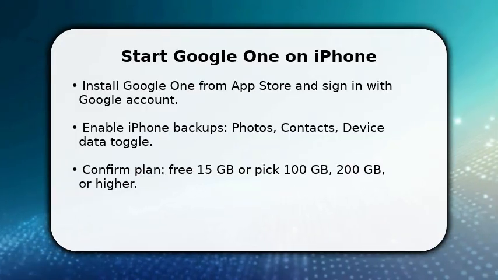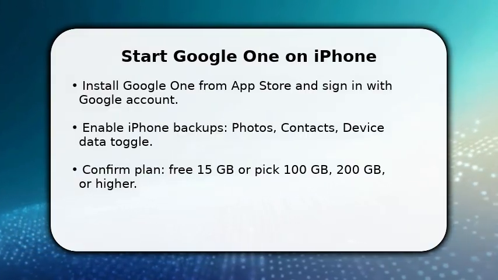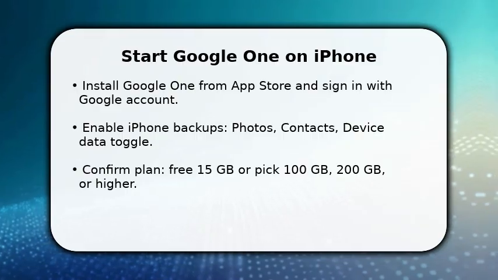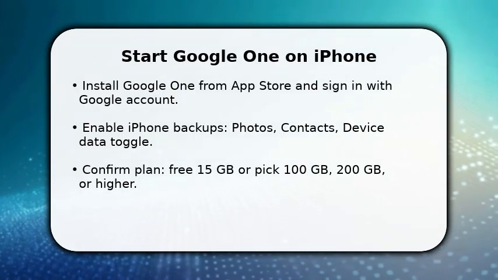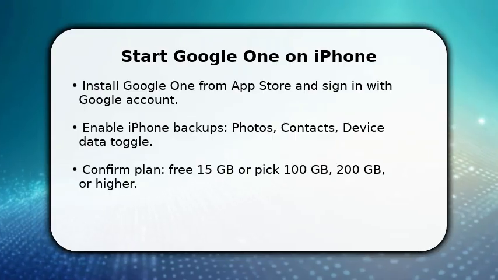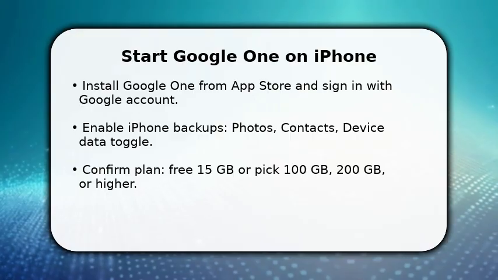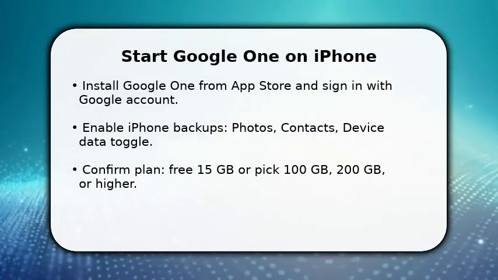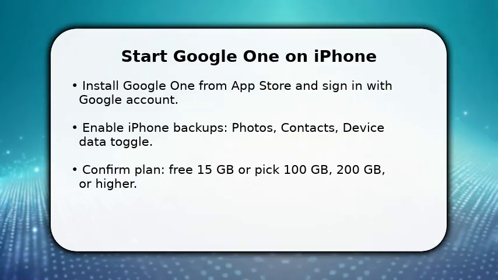You'll begin by opening the App Store and installing Google One, then sign in with the Google account you want to back up. Once signed in, grant the app permission to access photos and contacts. These are essential. Next, tap Backups and enable iPhone backup toggles for photos, contacts, and device data. Make sure you review storage usage so you know if the free 15 GB is enough or if you should upgrade to 100 GB or another plan.